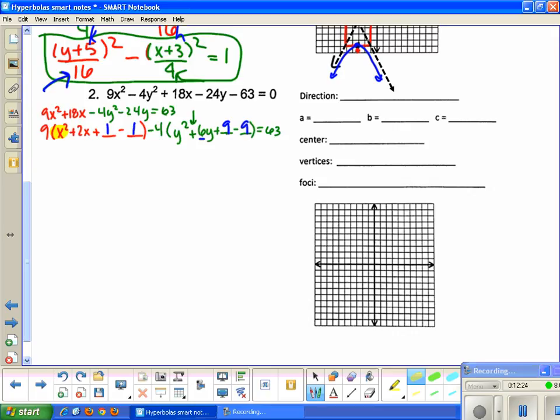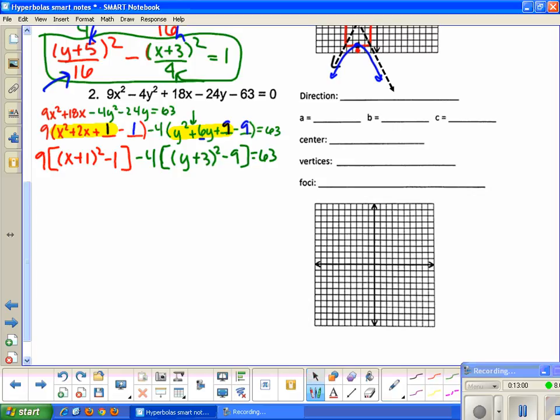So it usually helps me to highlight, so I'm doing it with these 3 terms right here. So with this, I would get 9. Don't forget to use double parentheses. So x plus 1 squared, because when you multiply it out, you get x squared plus 2x plus 1. And then over here, we have -4 times, don't forget your double parentheses, y plus 3, because y plus 3 squared gives you y squared plus 6y plus 9.